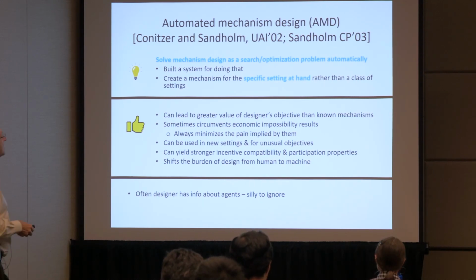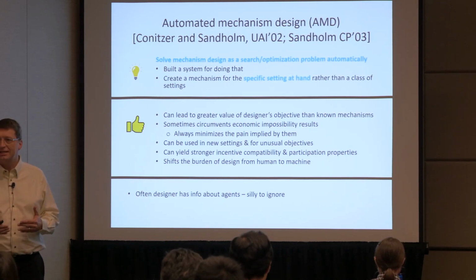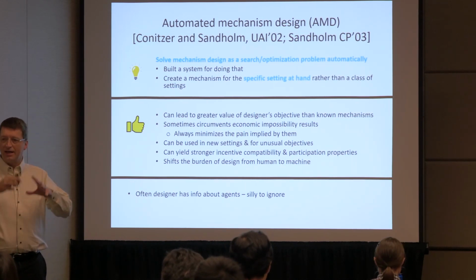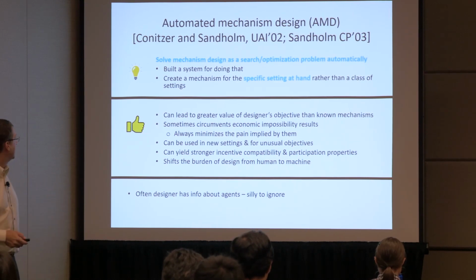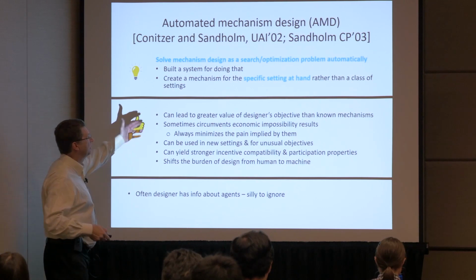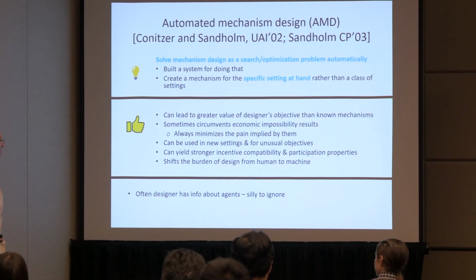And here the idea is that because we're always designing for the specific setting at hand, you can actually do better than by coming up with something that works more generally. It can lead to greater value of the designer's objective than known mechanisms. One example is revenue maximization, and that's of course of great interest to this community, but this is true of other objectives as well. It sometimes circumvents economic impossibility results and always minimizes the pain implied by them.